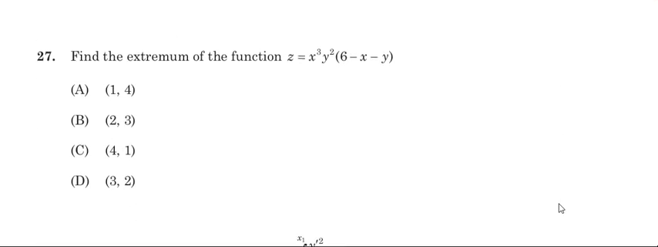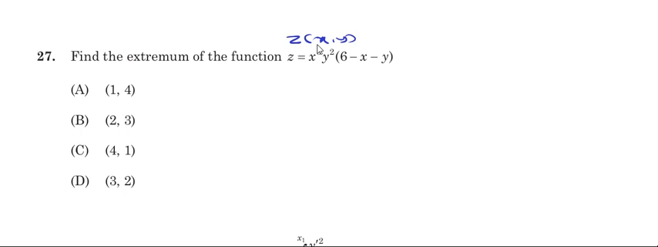So next, find the extremum of the function z equal to x cube y square into 6 minus x minus y. So this we have to solve. The extremum occurs when the first derivative is equal to 0. In the case of single variable, so here z depends on two variables. So z is a function of two variables.